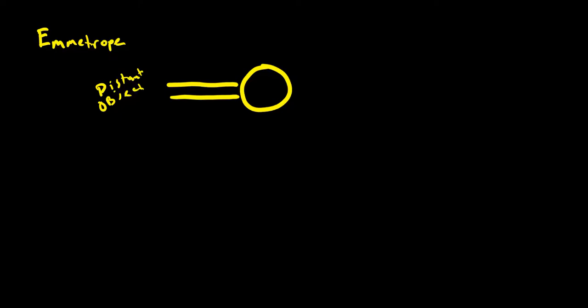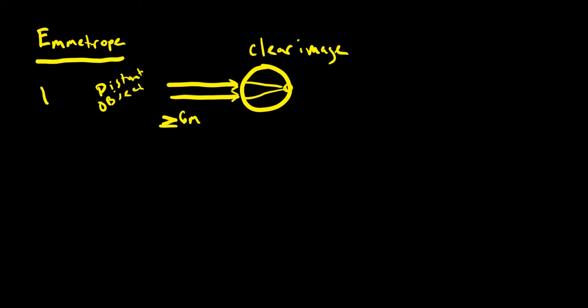We have our distant object at least 6 meters away, and the light rays coming in converge right at the fovea like they should, and then you get a clear image. All right, so that's example 1.